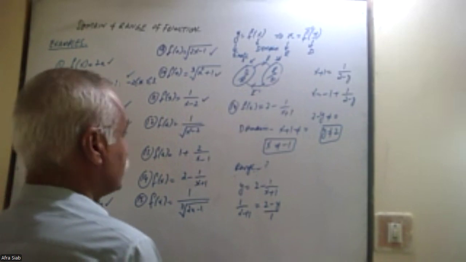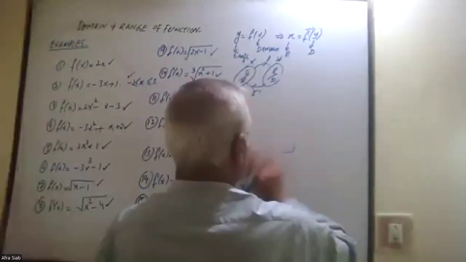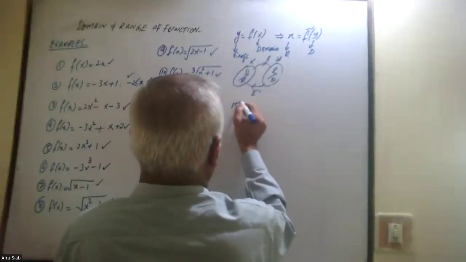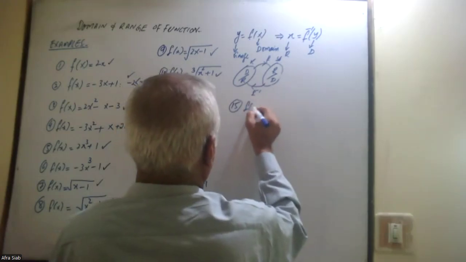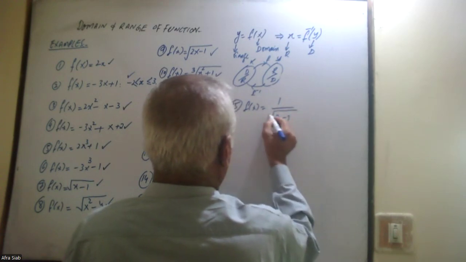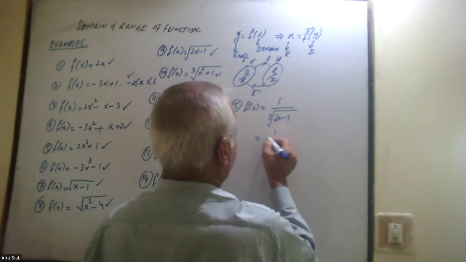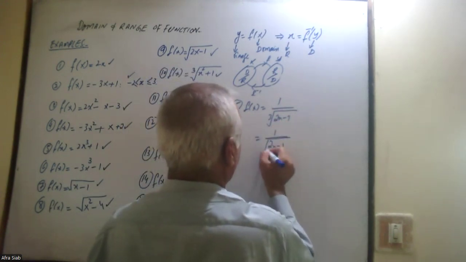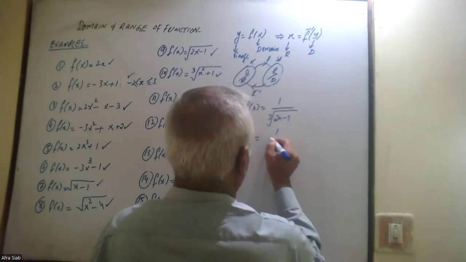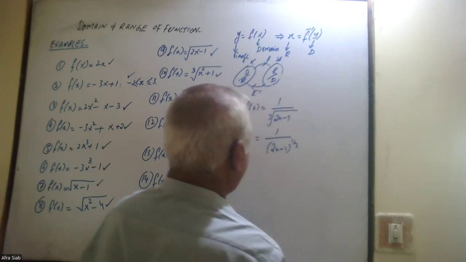Question number 15 now. f of x is equal to 1 over the cube root of 2x minus 1. So it is also in the form of a fraction, and we can write this as the cube root of 2x minus 1, which is equal to 1 over 2x minus 1 power 1 by 3.